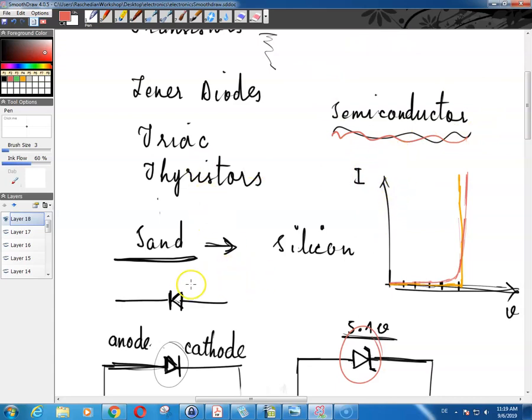Now, semiconductors usually start with diodes, and then you can just keep going and going, and you could not really get to the end of it, because there is always something new in the world of electronics, and there is always something new in the world of physics. But there are some basic things that you need to know about these, meaning that you need to understand diodes, Zener diodes, probably thyristors, triacs, transistors, and that's about it.